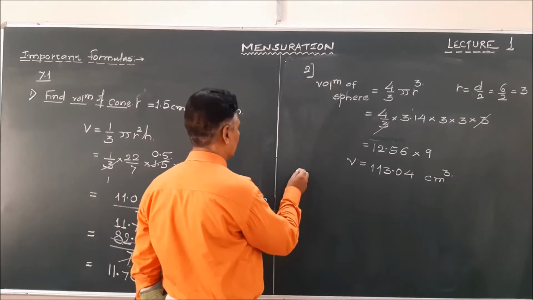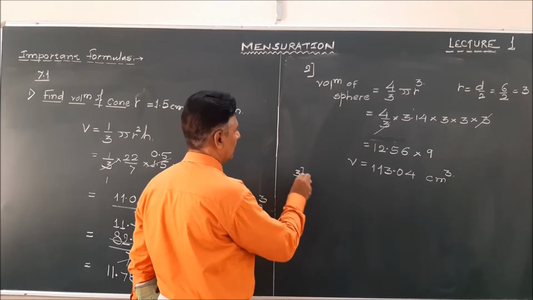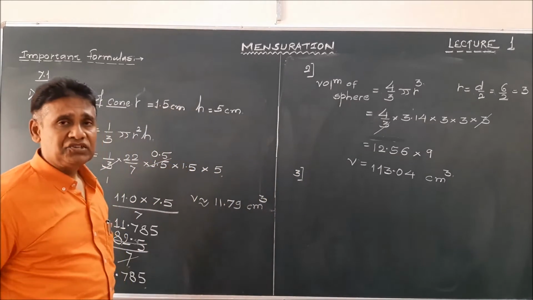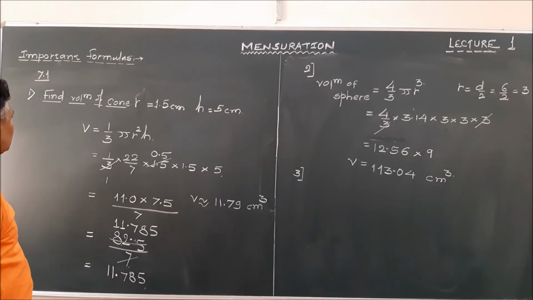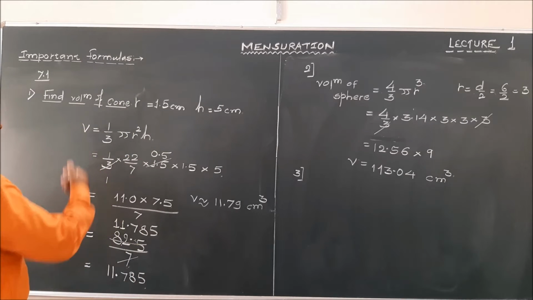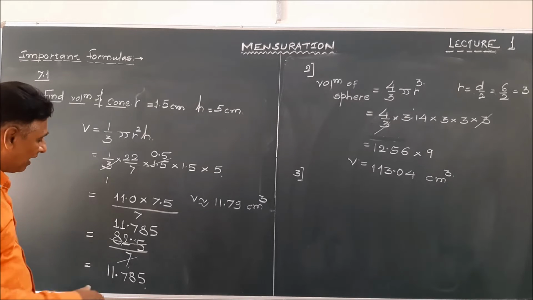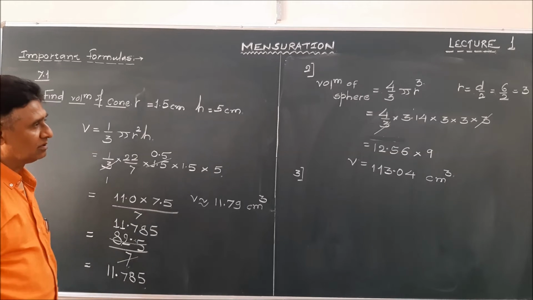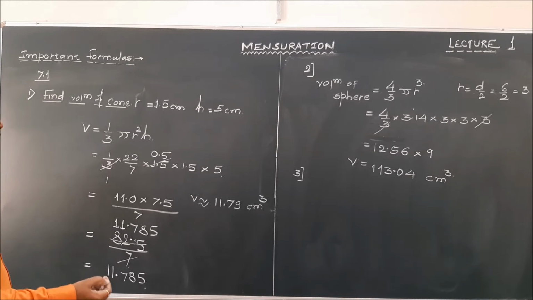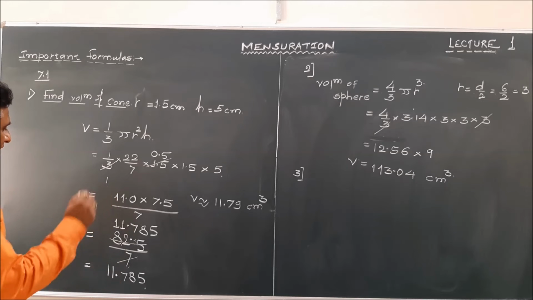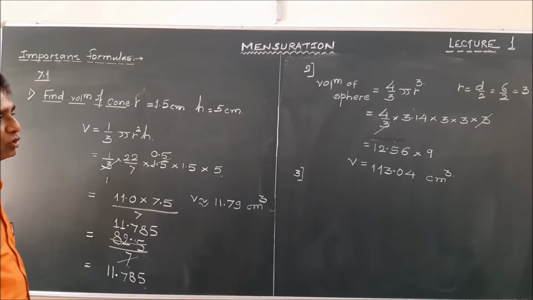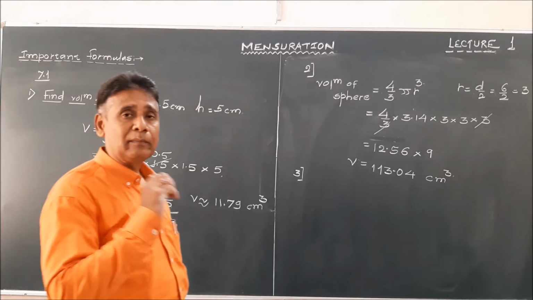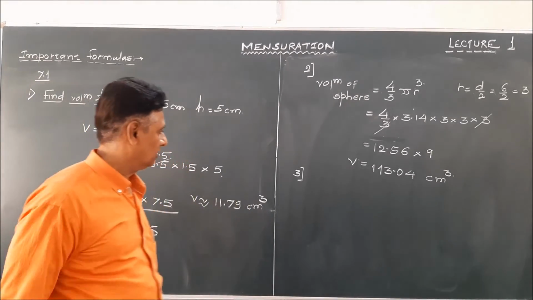Now let's do the third one. See, in examination, you have to take care of what question is asked. For example, if you find the volume of a cone, you have to end your answer: therefore volume of a cone is 11.79 centimeter cube. Answer in a complete sentence is a must.